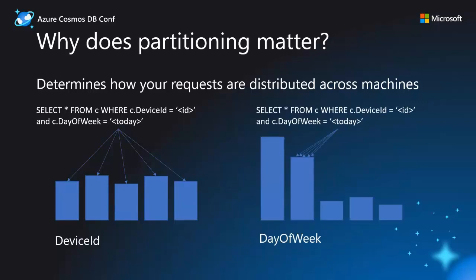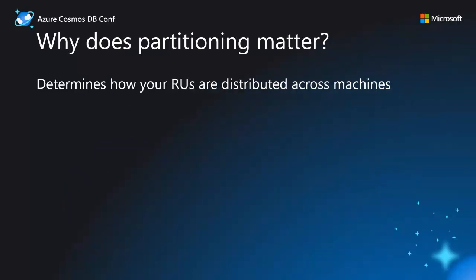But back over to our day of week scenario. Now we have select star from C, where device ID is something and day of week is today. This query is also scoped, so it's not cross-partition. We know exactly where to look because we know what the day of week is. But in this case, we're always querying for the same value. So that one partition is going to be hit really hard, while the other partitions are just sitting there idle. They have excess capacity that's not being used. So how does this actually affect your workload?